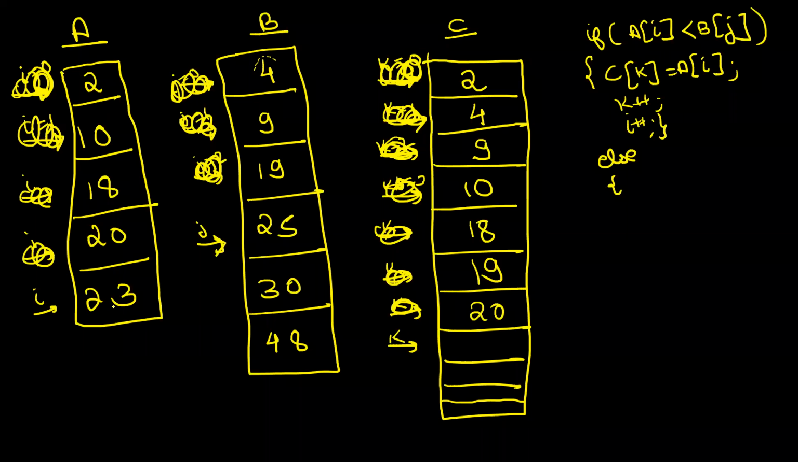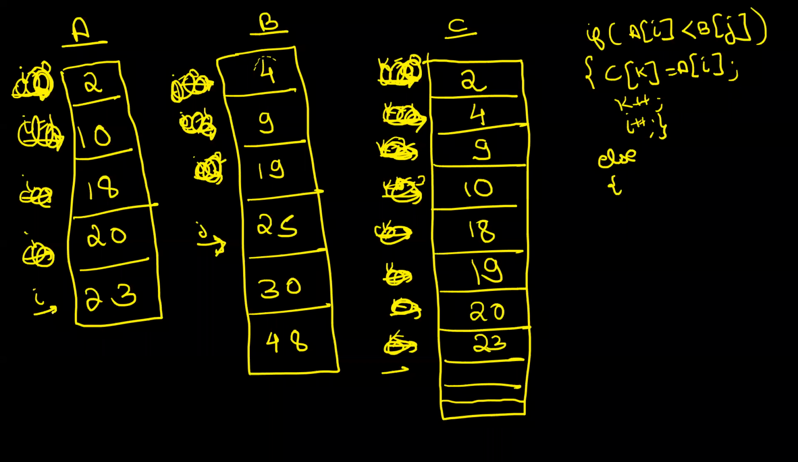Now, again, you see that I and J are valid indexes. So what you will do? Again, I compare A of I with B of J, 23 with 25. 23 is lesser. So I write C of K is equal to A of I. I write 23 here, move K forward, and I move I forward.